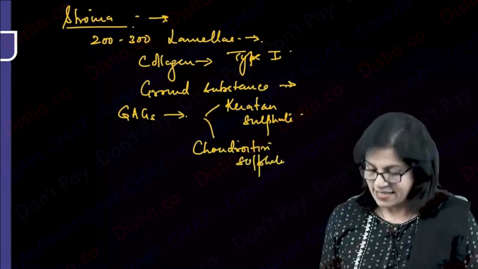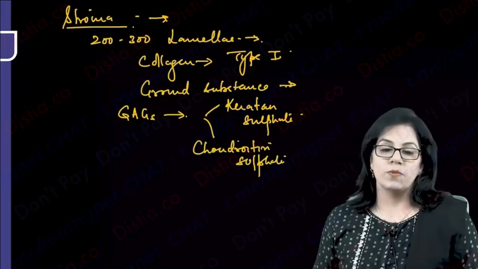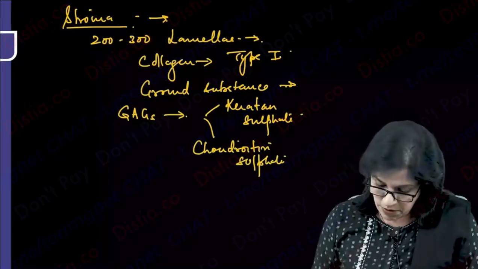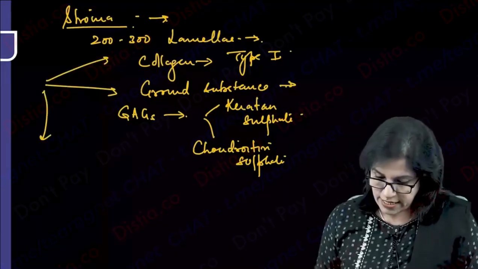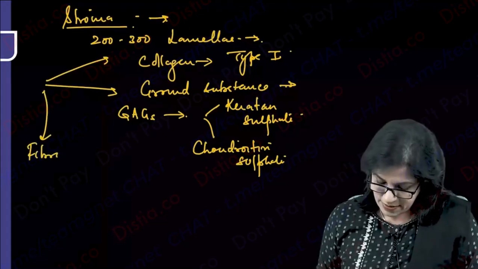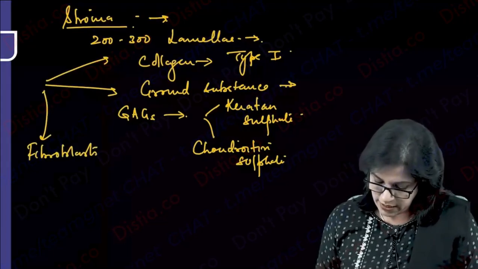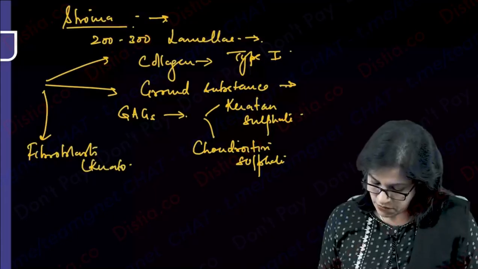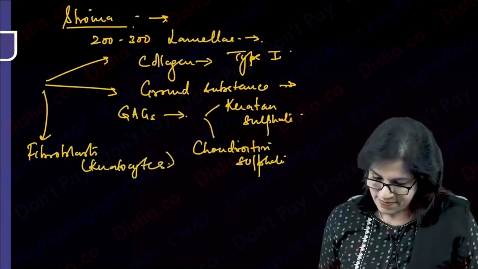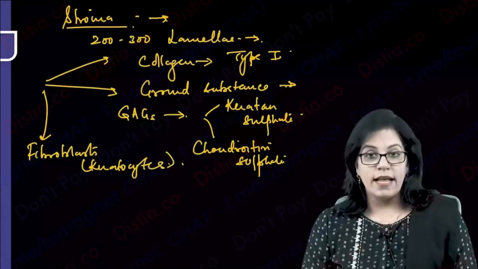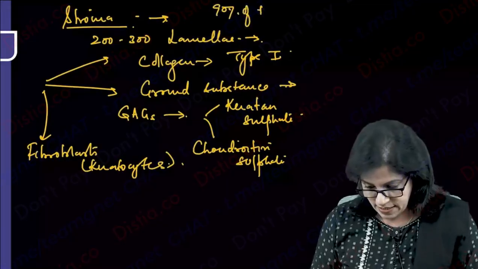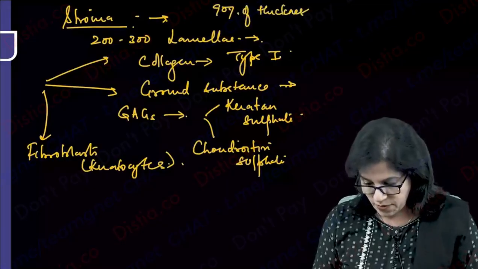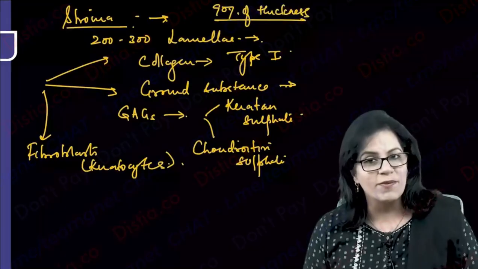What else will you get? Keratocytes, which are fibroblasts. So the third component: one is collagen fibrils, then ground substance, and keratocytes or fibroblasts. Fibroblasts are also called keratocytes. This is the composition of your stroma. And 90% of the thickness is due to the stroma, so this is the thickest layer of your cornea.